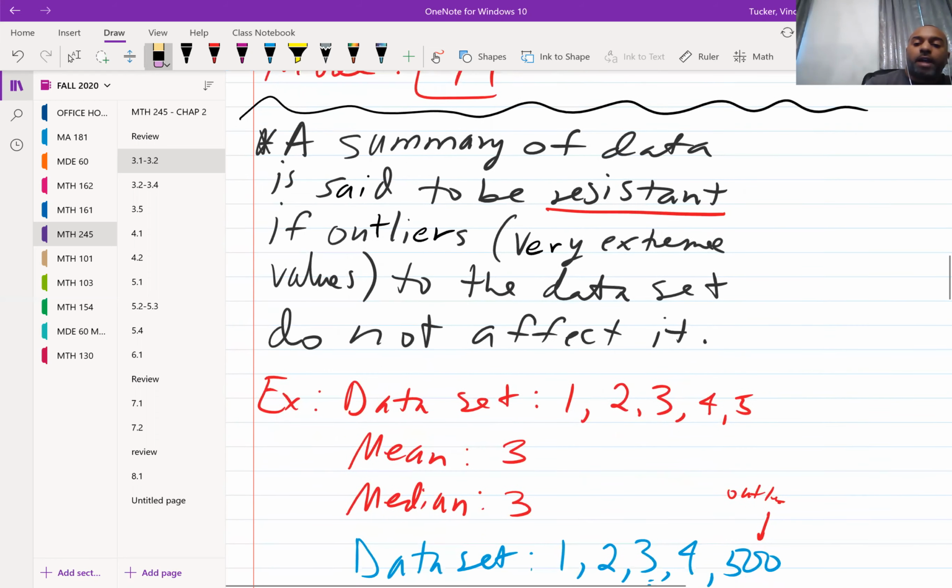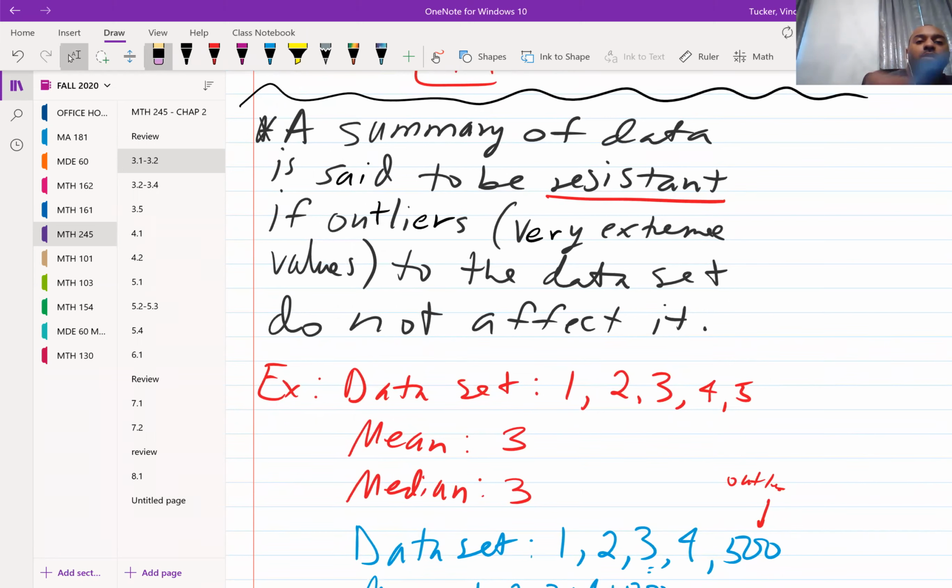So now let's say I add an outlier. Say let's make it 500 instead of leaving it as 5 or even making it close to the data set. 500 is very extreme in comparison to 1, 2, 3, and 4. So that would be considered an outlier.